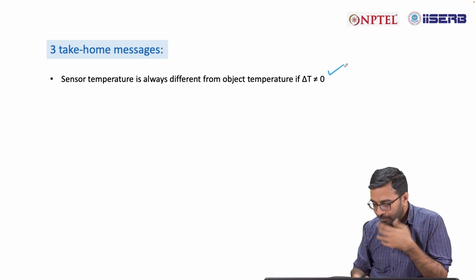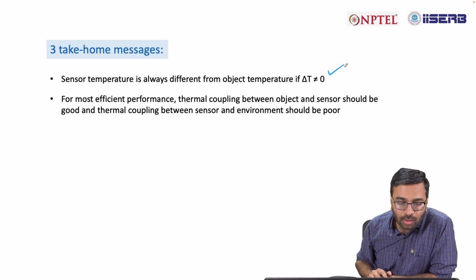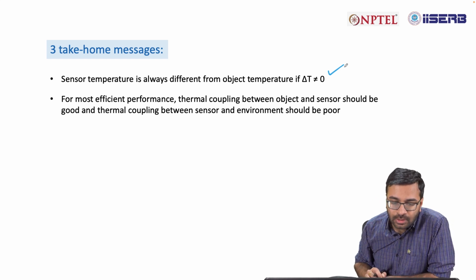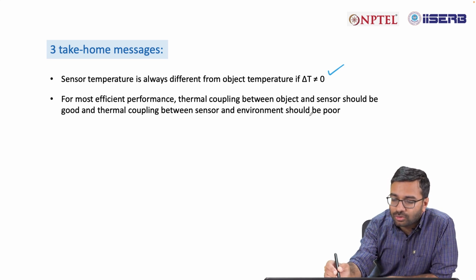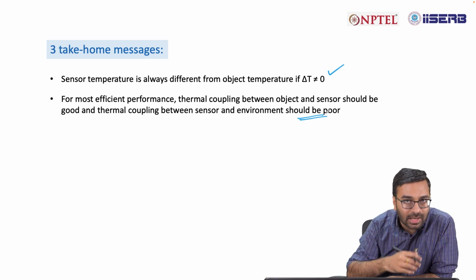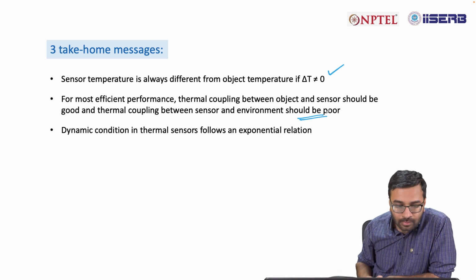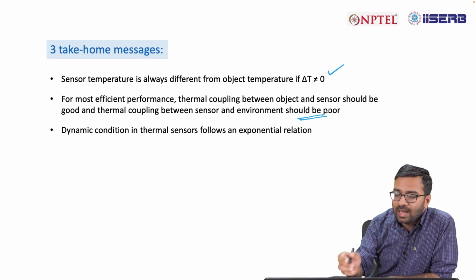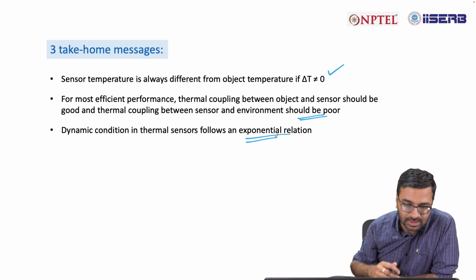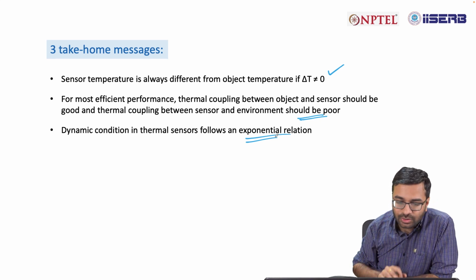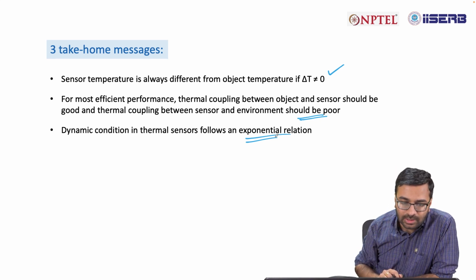And then, for most efficient performance, thermal coupling between object and sensor should be good, and thermal coupling between sensor and environment should be poor, which we already have discussed. Then the dynamic condition in a thermal sensor follows an exponential relation, which we have seen just before this slide.